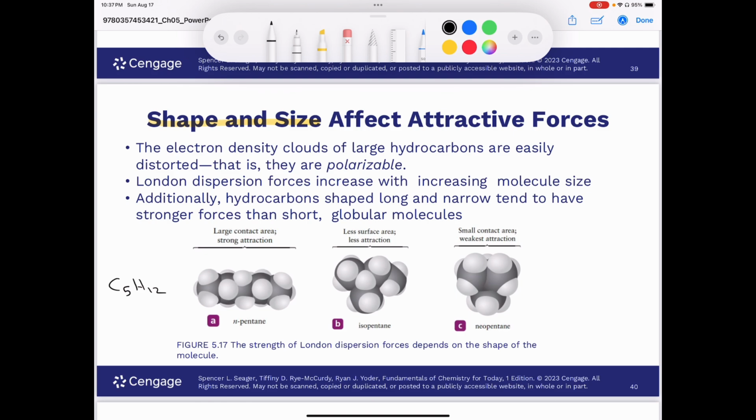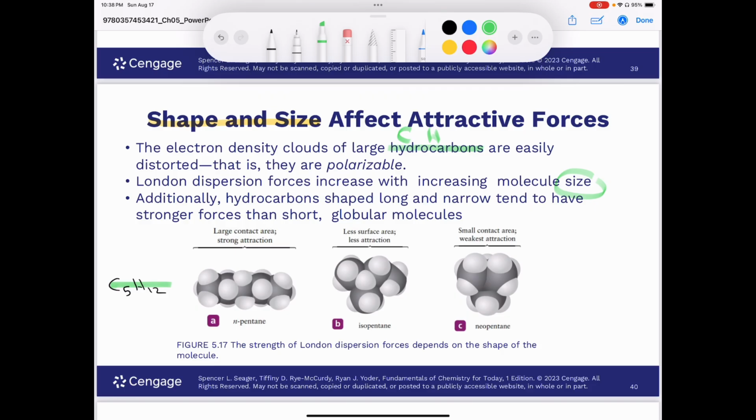But it says here the electron density clouds of large hydrocarbons, and a hydrocarbon is nothing more than a molecule that contains only carbon and hydrogen, so C and H, the electron density clouds of large hydrocarbons are easily distorted. That means they're polarizable, meaning the electron cloud can be distorted. And so London dispersion forces increase with increasing molecule size. So if the molecule gets bigger, it's going to have stronger London forces. Also, and this is kind of interesting, hydrocarbons that are shaped long and narrow tend to have stronger London forces than short globular molecules.